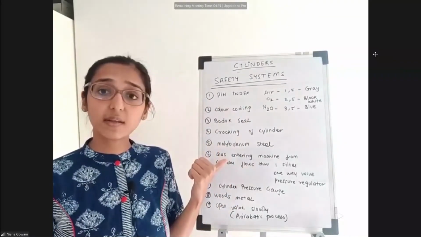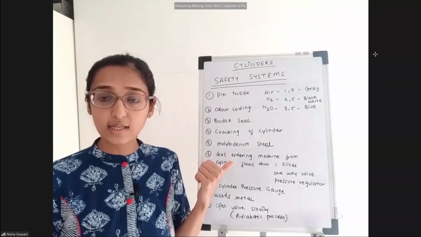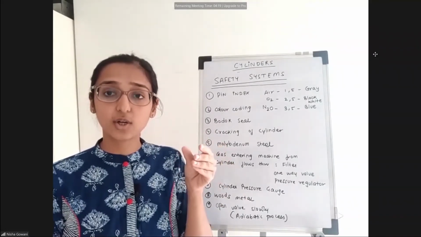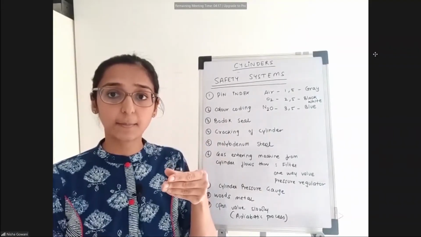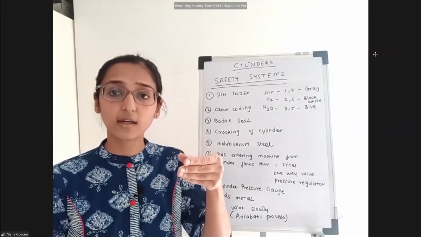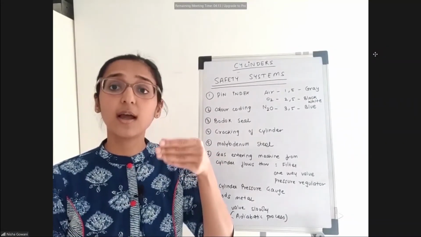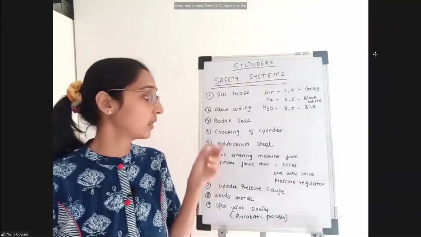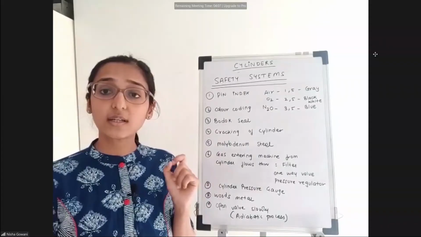Then the third safety mechanism is the Bodok seal, which you shall see in the video. The Bodok seal prevents the leaking of gases at the junction of the hanger yoke assembly, that is, between the valve and the hanger yoke assembly. There is a junction at which the Bodok seal is present, and it will prevent the leaking of gases from that point.